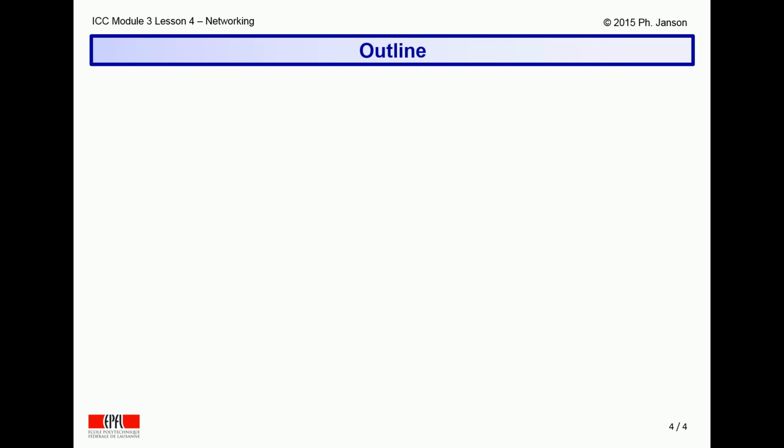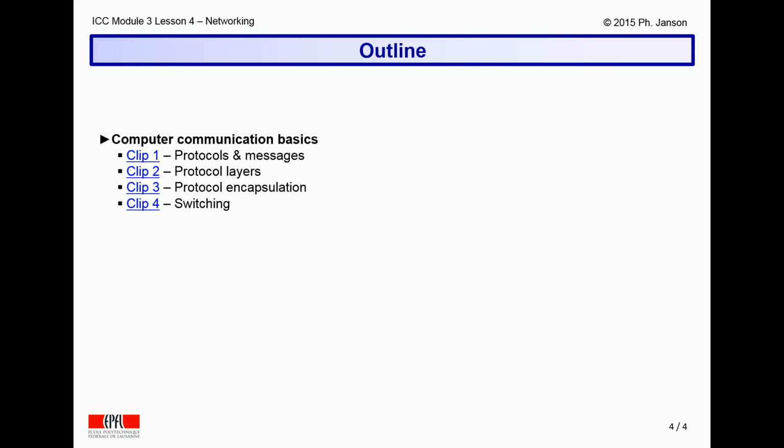This networking topic will be covered in three groups of video clips. The first group will cover the basic concepts behind computer networking. The first clip will introduce the essential notions of protocols for transmitting messages. A second clip will highlight the essential concept of protocol layering, which is one of the structural foundations of networking today. The third clip will explain the equally essential concept of protocol encapsulation, which is another structural foundation of networking technology.